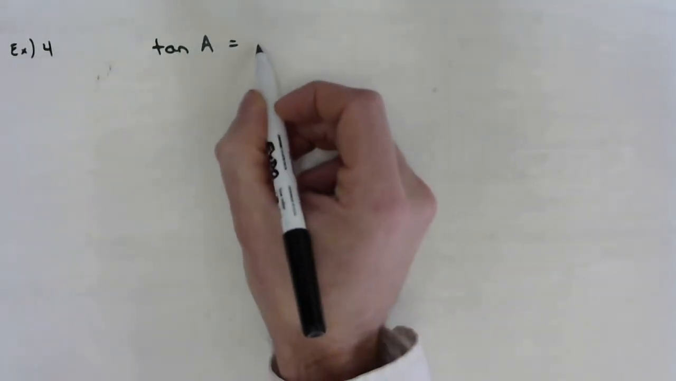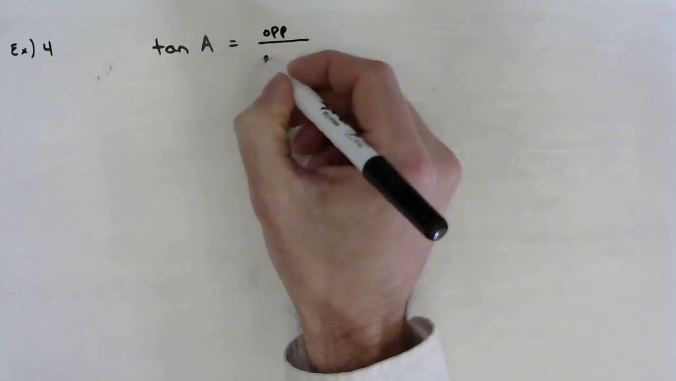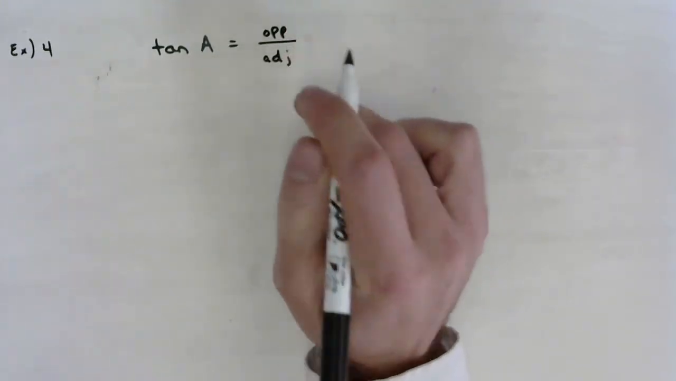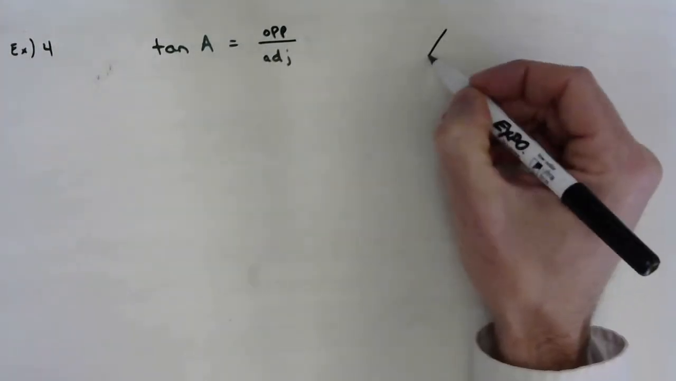Okay? So we know the tangent of A is, look at the triangle from the position of A, and you're looking at opposite over adjacent. So keep that in mind. You have a triangle drawn for you there.